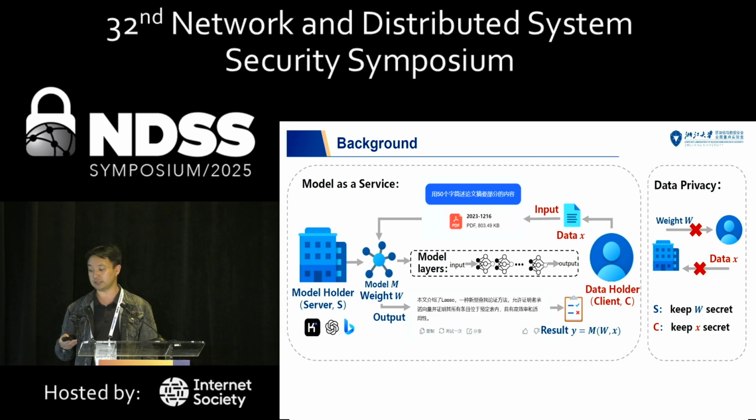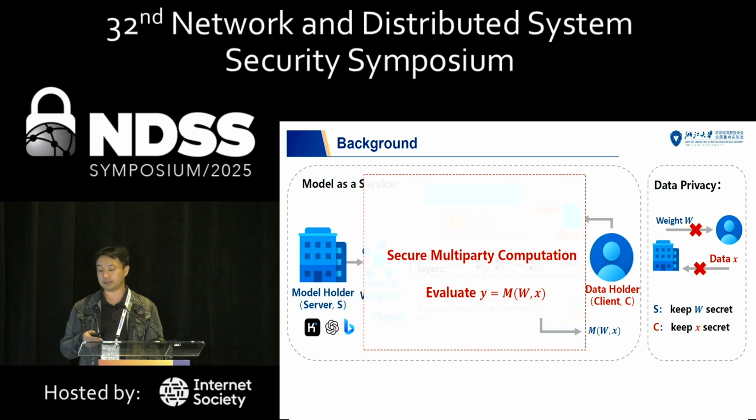Basically, it's what we call the weight, W. W is private to S, the server. And X is the client's data, for example, the prompt for generative AI. What we want to do is jointly evaluate what we call M(W, X). M is the model structure, and the resulting Y is given back to the client.